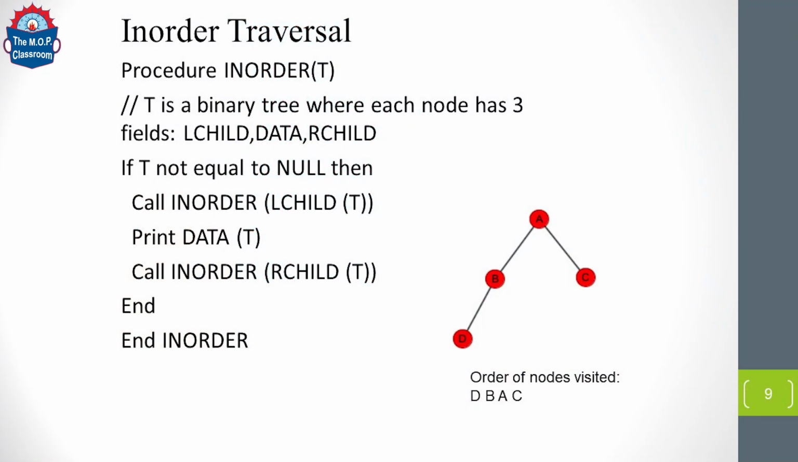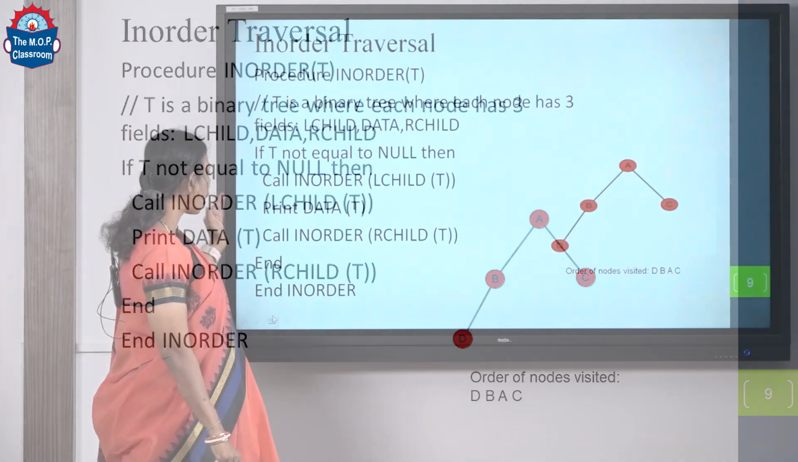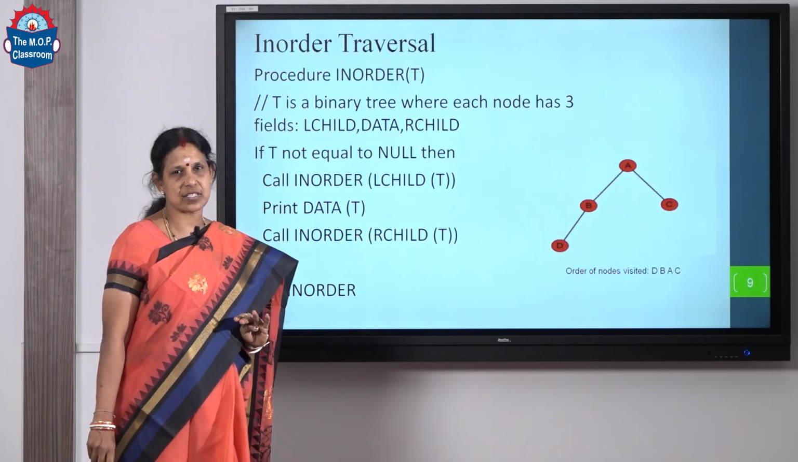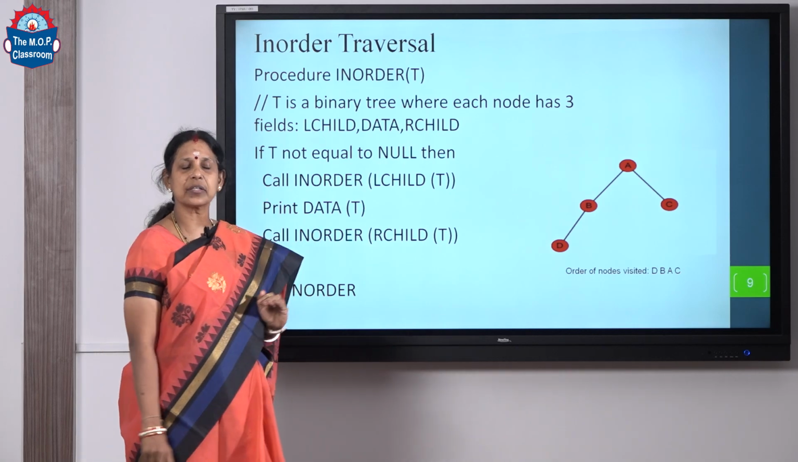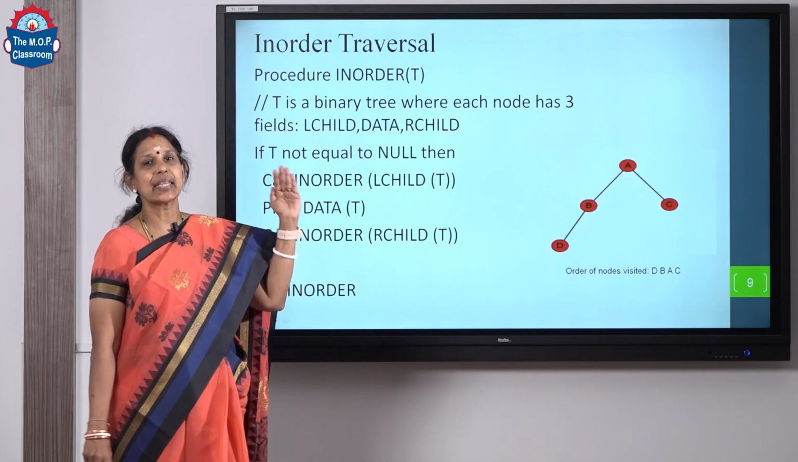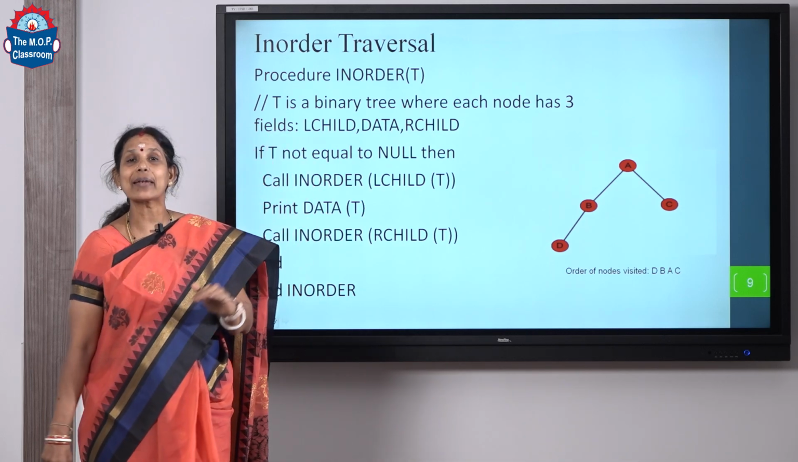We will see in-order tree traversal. The recursive procedure: procedure inorder of T. If T is not equal to null, then call inorder of L child of T, print data of T, call inorder of R child of T. With that the procedure ends. So, here in in-order tree traversal, we will be visiting the left subtree, then the data, then the right subtree.